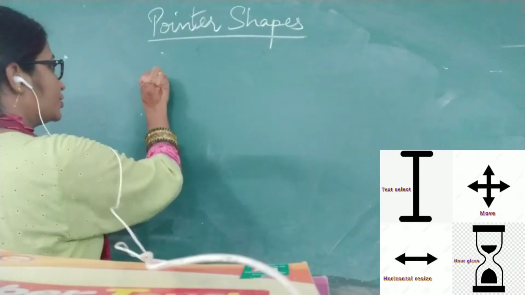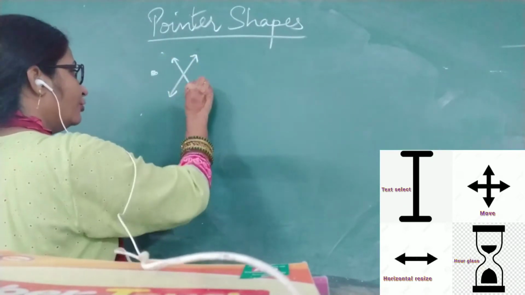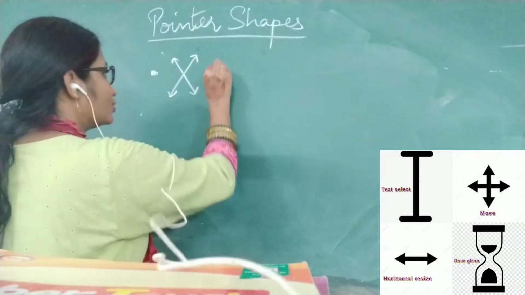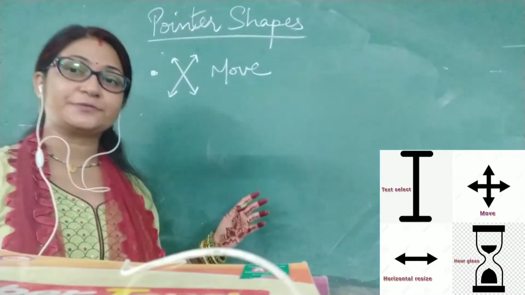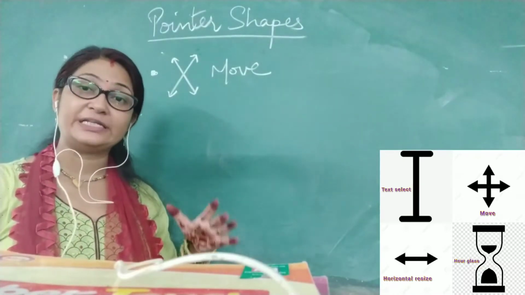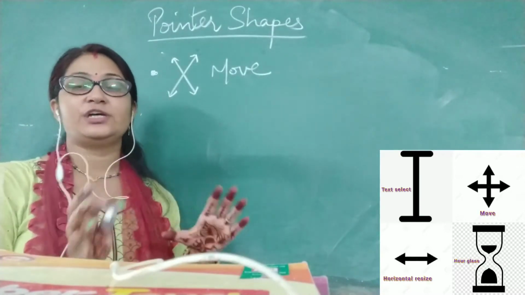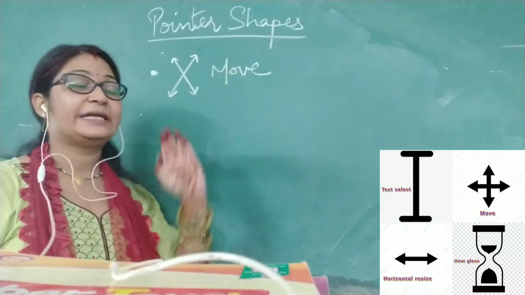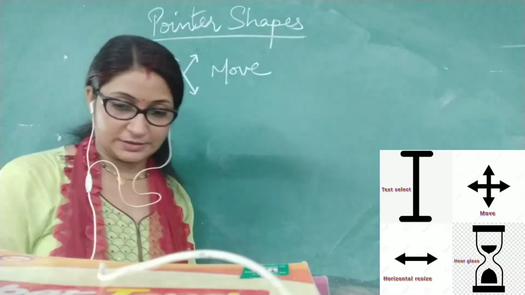And then the last pointer shape is again an arrow, but a four-sided arrow. It has four heads. This is used for moving, as the name says, move. If you want to move your object, be it a file, folder or anything, then with the help of this move option, you can move it anywhere on the screen. So these are the various pointer shapes which are used to do different kinds of work.